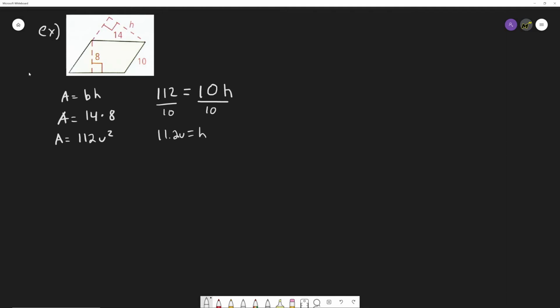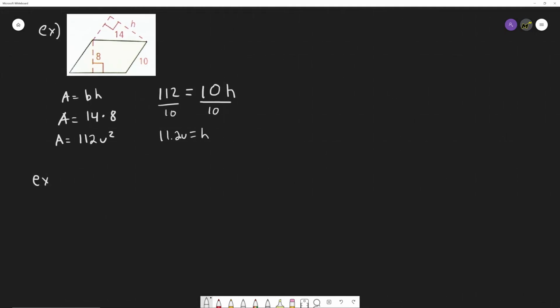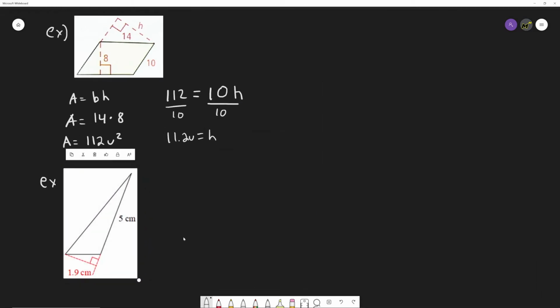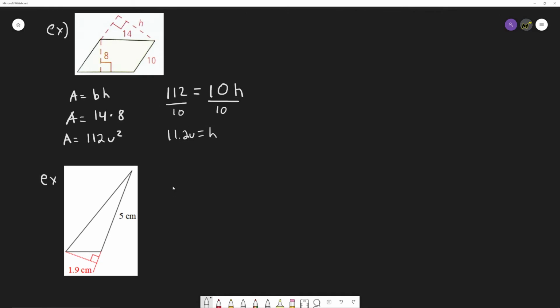Okay, let's take a look at the next one. So this one, we're going to look at a triangle. So here we have a triangle, and it looks like our base would be 5, and the height would be 1.9 centimeters. So here's our formula for the triangle. We had base times height divided by 2. That is our triangle.